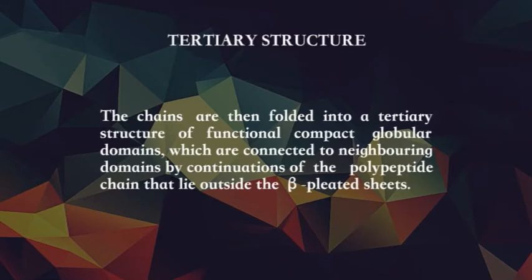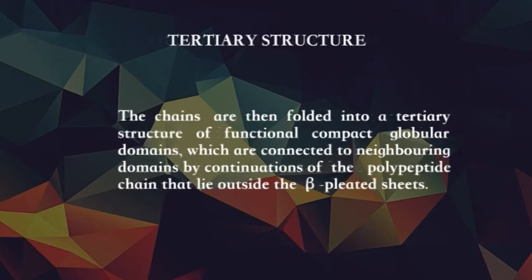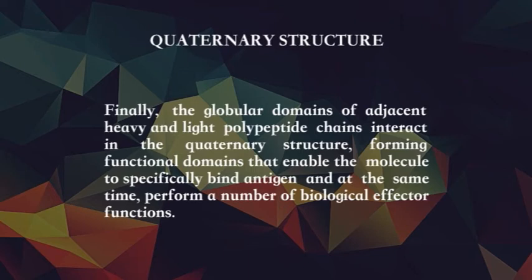The chains are then folded into a tertiary structure of functional compact globular domains, which are connected to neighboring domains by continuation of the polypeptide chain that lie outside the beta-pleated sheets. And finally, the globular domains of the adjacent heavy and light polypeptide chains interact in the quaternary structure, forming functional domains that enable the molecule to specifically bind antigen and at the same time perform a number of biological effector functions.